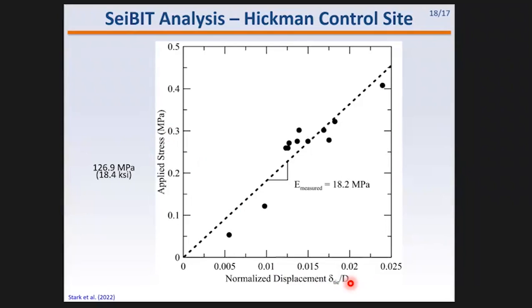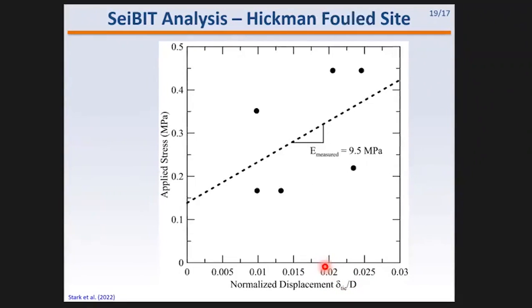So the zone of influence of the loading of a car going across, 8 inches, we looked at that numerically. Today, I don't have time to show you that analysis, but we're going to use 8 inches as D. So our normalized displacement, transient displacement, delta tie divided by 8 inches, is what's plotted on the horizontal axis. So here's the control site. There's the fouled site. Each one of those dots is a different train going across the site.